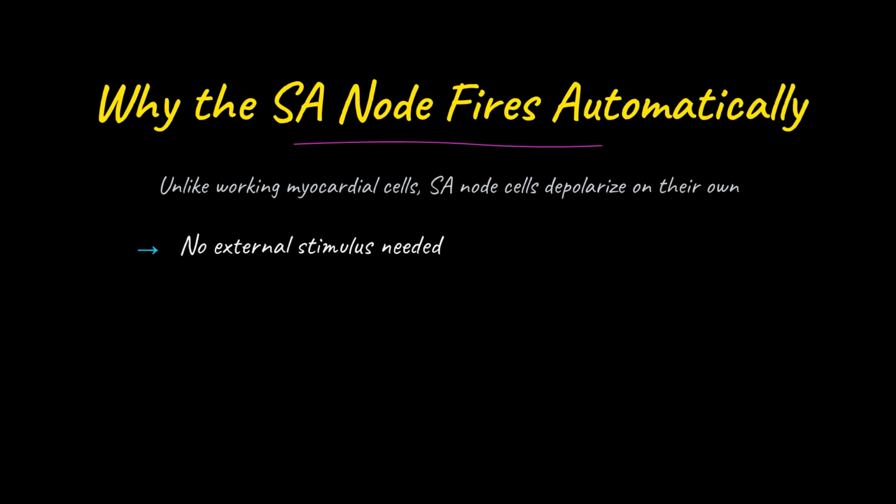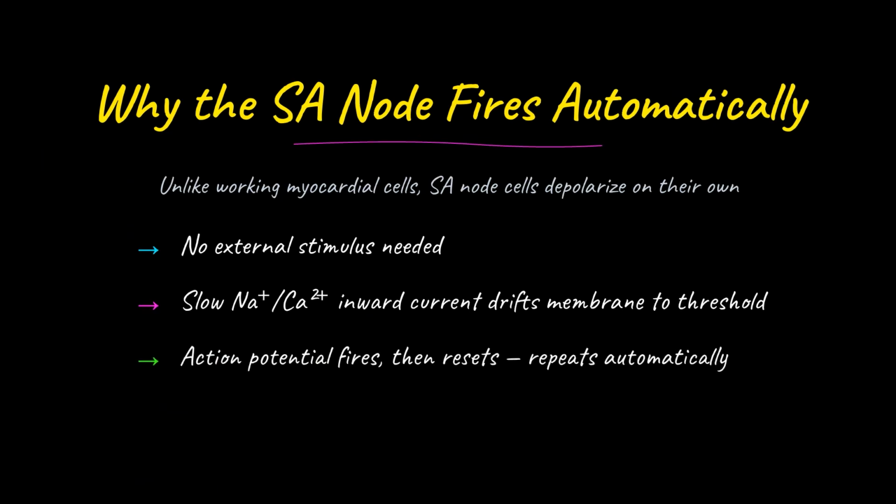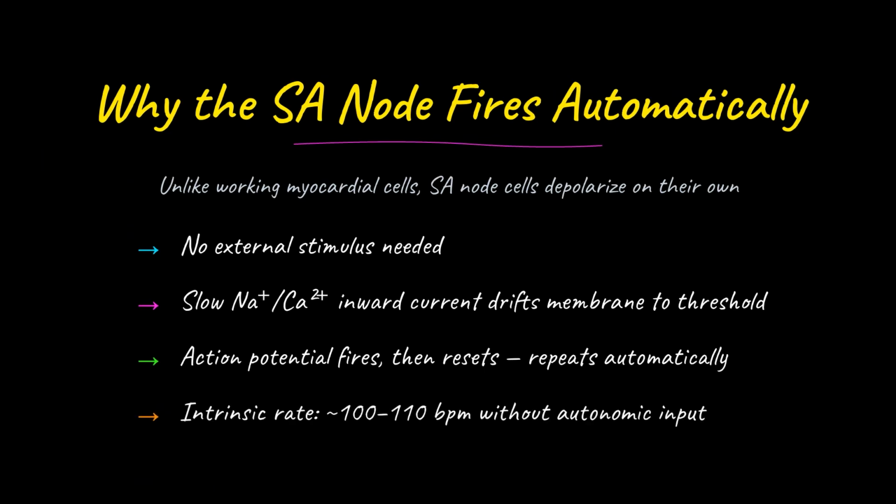SA node cells have a slow inward current of sodium and calcium that gradually drifts the membrane potential upward until threshold is reached and an action potential fires. The cycle resets and repeats automatically, no external trigger required. The resting heart rate is lower than this intrinsic rate because continuous vagal tone holds it down to the 60s or 70s. The impulse leaves the SA node and spreads across the atria via 3 internodal tracts, producing the P wave.